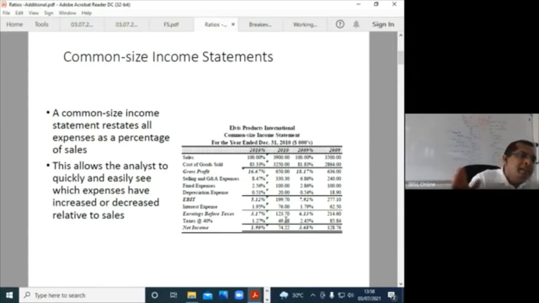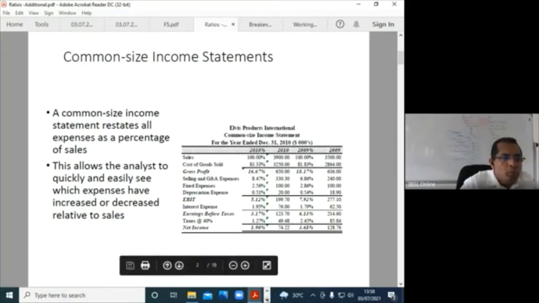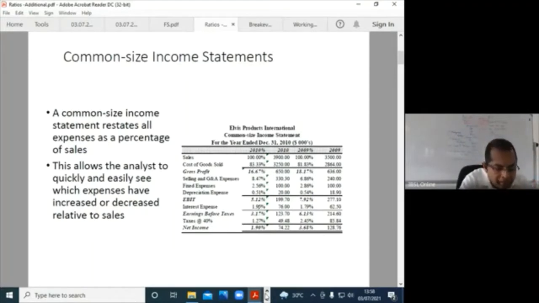But when it is a common size P&L, we take sales as the main item and represent everything as a percentage of sales. Then we will not show this; we will be showing only these two. If the P&L or the balance sheet is represented as a percentage of a major item, that is called a common size income statement or common size balance sheet.